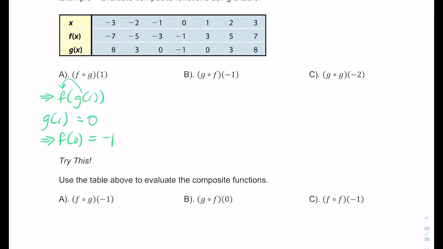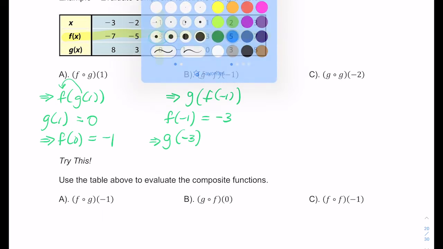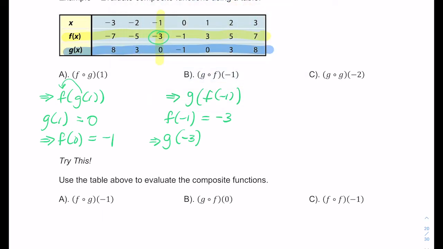Okay, let's try the same thing for the next one. So in the next one, I'm looking at g of f of negative 1. So I need to find f of negative 1 first. So I'm going to go to my f of x row and find where x is negative 1. So that would be negative 3. And now I need to find g of negative 3. So now I'm going to go to my g of x row, find where x is negative 3, and I'm getting 8.